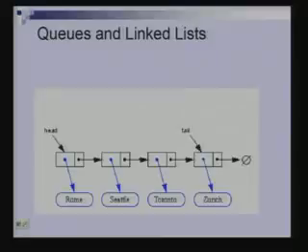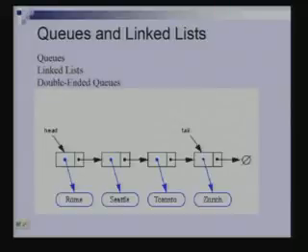Last lecture we looked at stacks as a data type. We saw how to implement stacks using an array. Today we are going to look at queues and linked lists, and in the later part of the class today we are going to do sequences. So, in the first part of the class today I am going to do queues, linked lists and double ended queues.